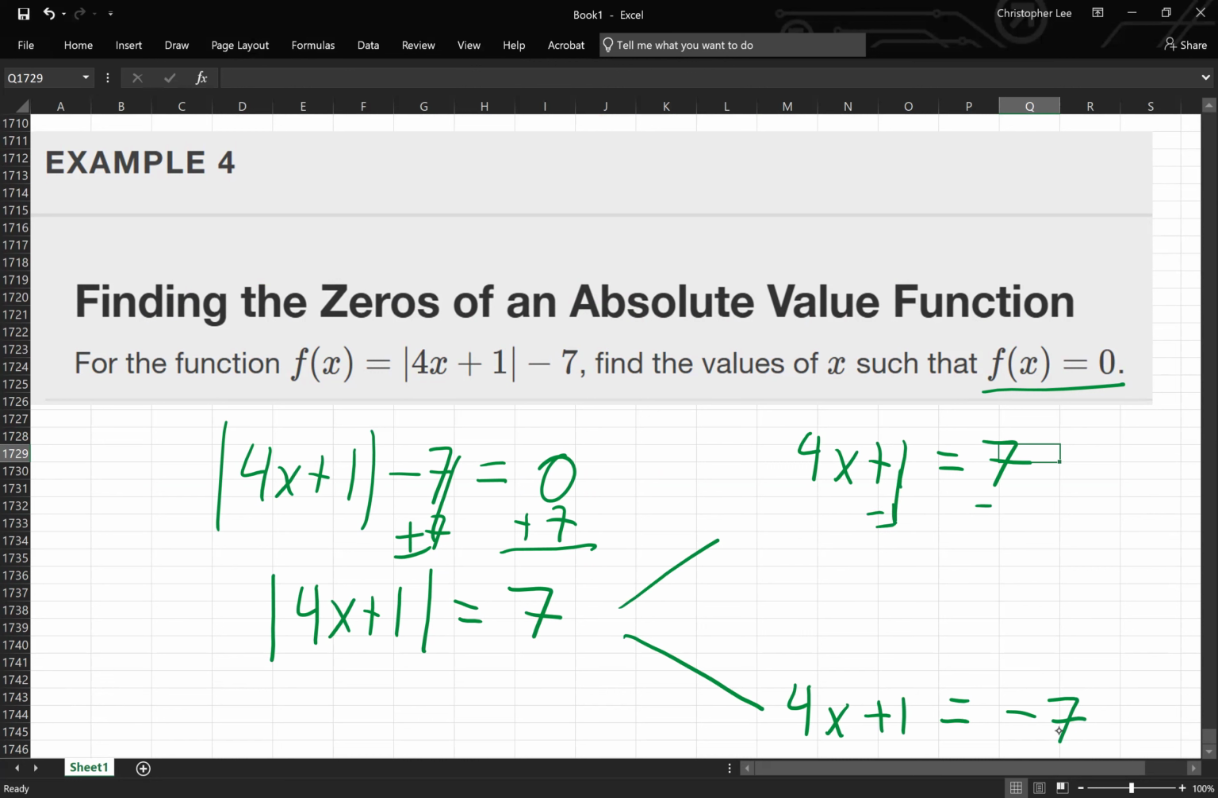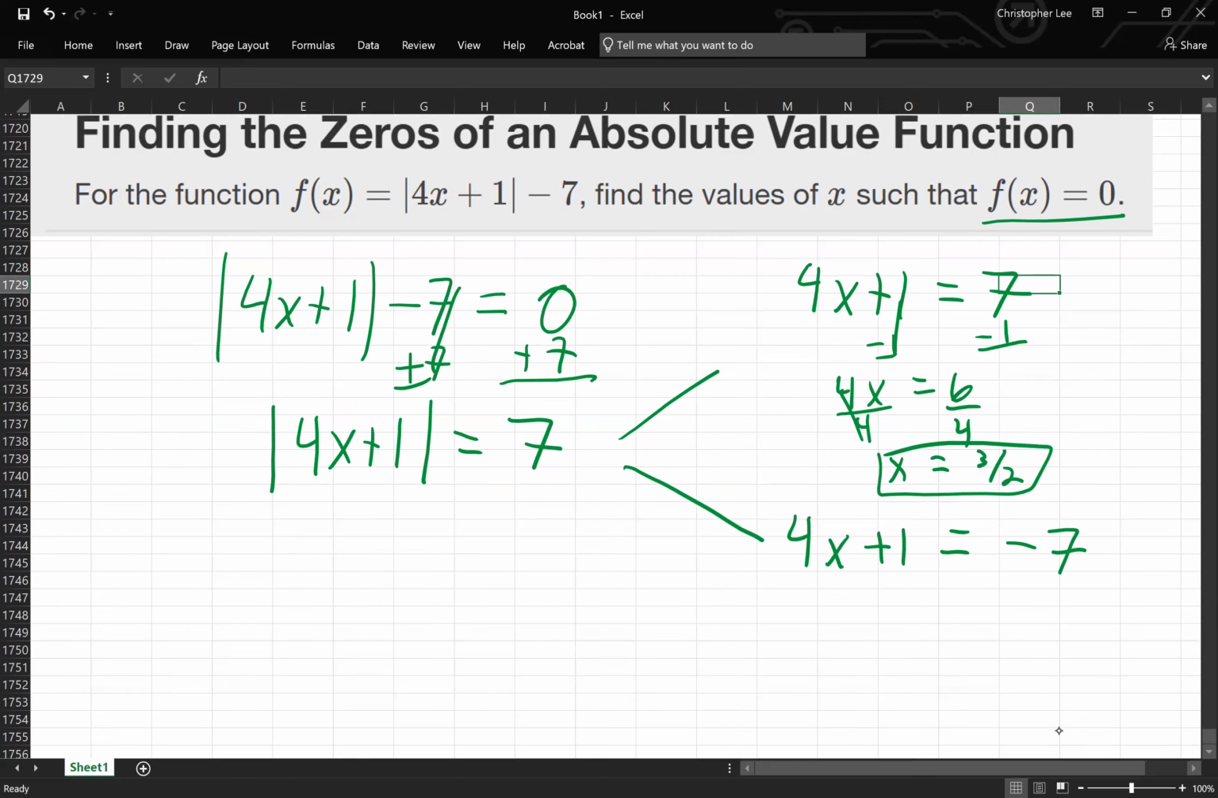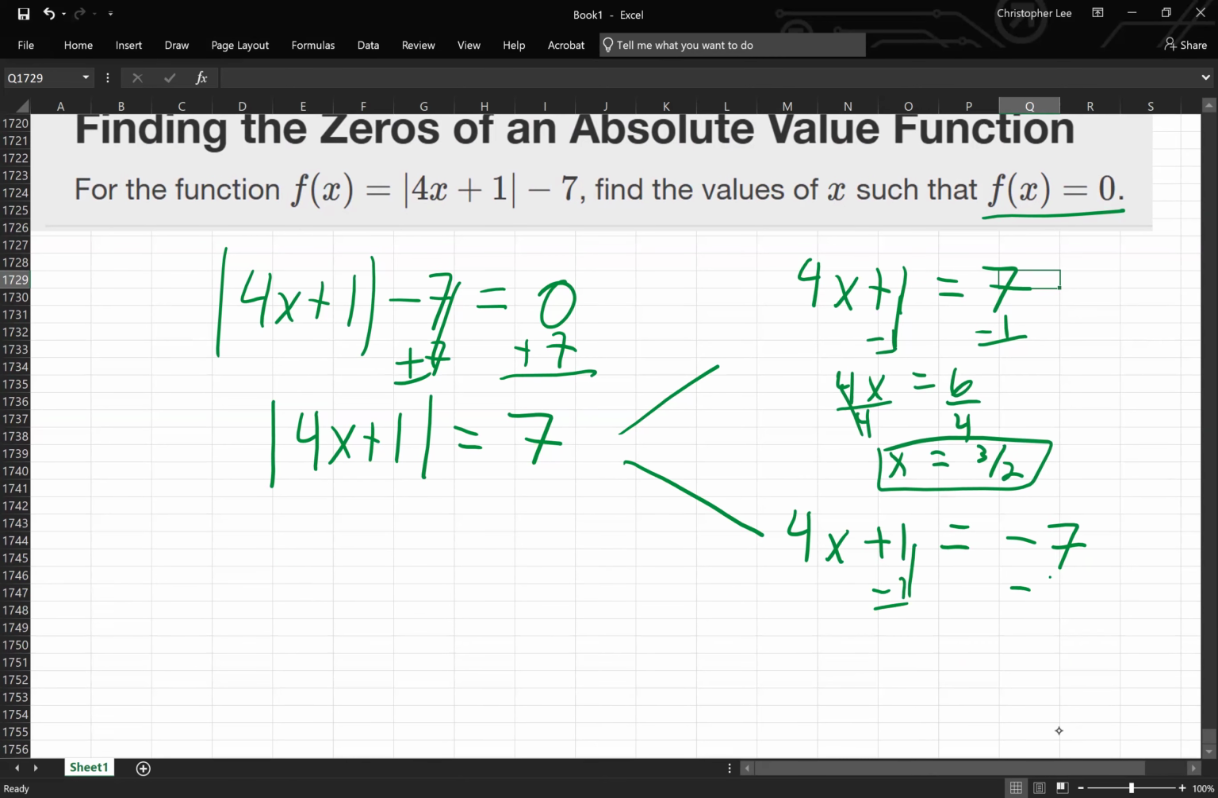Subtract 1, subtract 1. 4x equals 6. Divide by 4, divide by 4. x equals 3 over 2. Done. Another one. Subtract 1, subtract 1. 4x equals negative 8. Divide by 4, divide by 4. x equals negative 2. That's the other one. Questions on this?